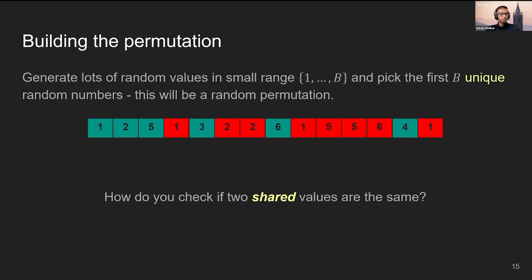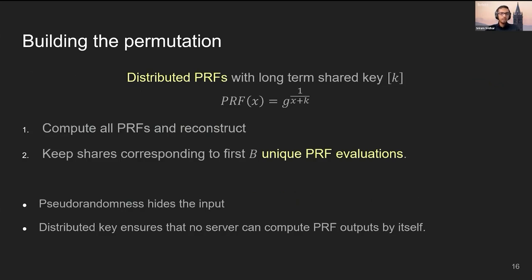However, this cannot be used directly in our protocol because we have shared values. None of the parties actually know what numbers they generated are. So how do you check if two distributed or shared numbers are the same? We use distributed PRFs, and in particular the PRF called the Dodis-Yampolskiy PRF, which is g to the power 1 over x plus k, where x is the input of the PRF and k is some key. How do you use this to check if two shared values are the same? You can compute the PRF and reconstruct it on any shared input, and this gives you the valid PRF output. Note that if the input is the same, the PRF output will be the same because it is deterministic.